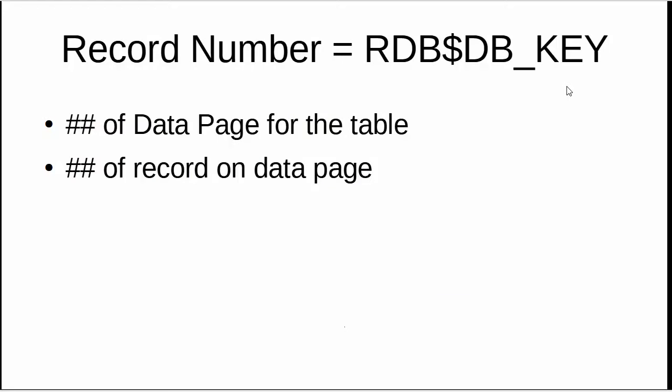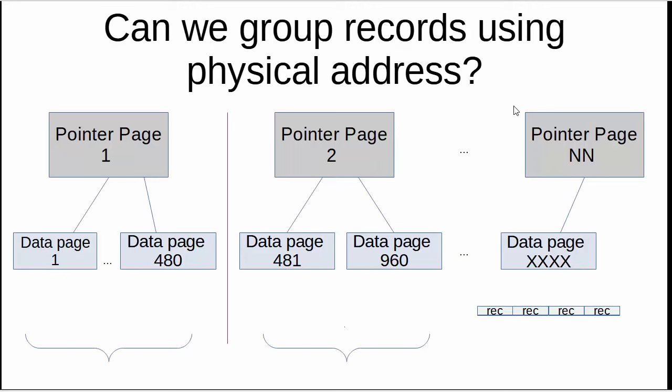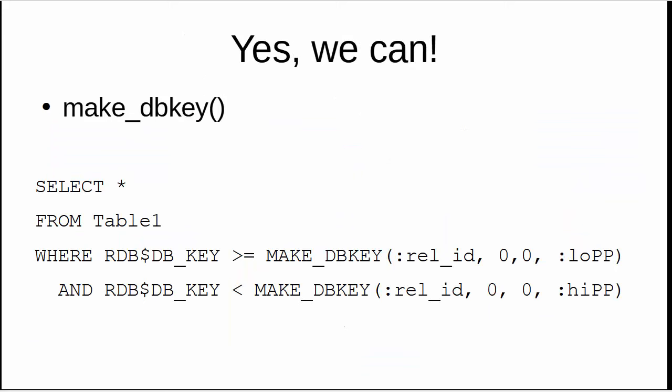This is the physical record number, called the RDB key, and it consists of two parts. The first part is the internal number of the data page in the sequence of data pages for the specific table, and the second is the number of the record on this data page. As a result, we can group records, right? Because if every record has a physical address, can we identify groups of records which are located on specific data pages or pointer pages? And the answer is yes, we can.